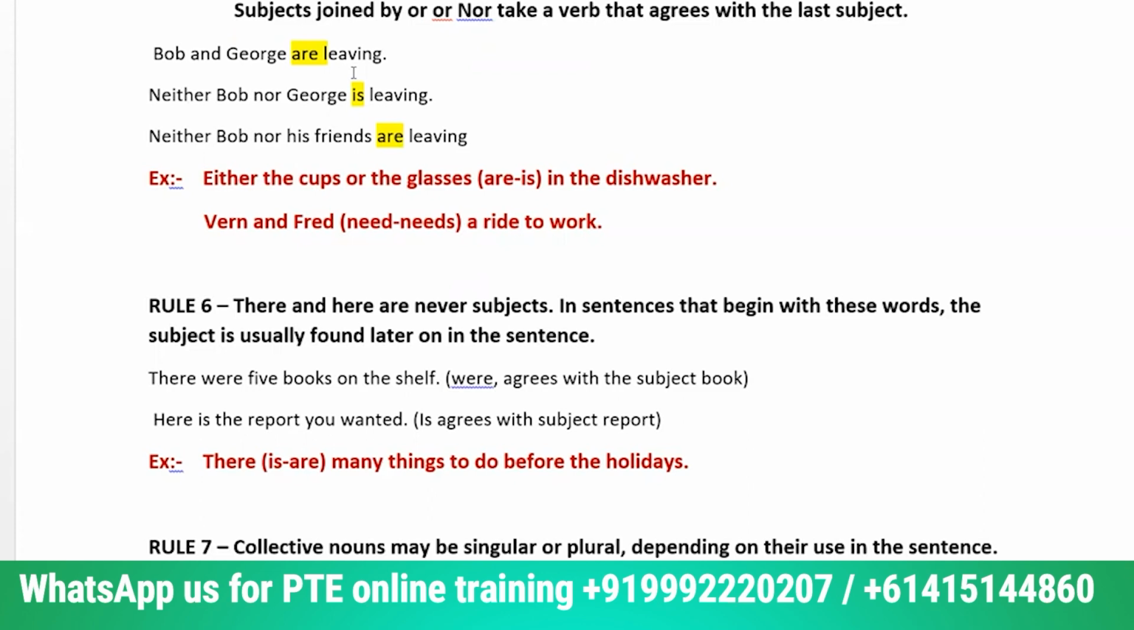जब subjects को हमने or या nor से join कर दिया, वो verb लेते हैं जो last subject के साथ आती है. जैसे neither Bob nor George. So it's singular, so singular helping verb is will come. Neither Bob nor his friends. Friends क्या है? Plural. Are भी plural आएगा. So you have to see the last subject. This was singular, so we saw a singular helping verb. But this was plural. So we saw a plural helping verb.